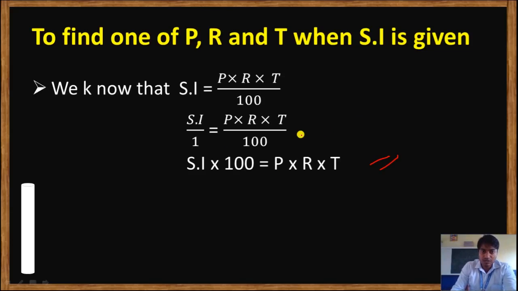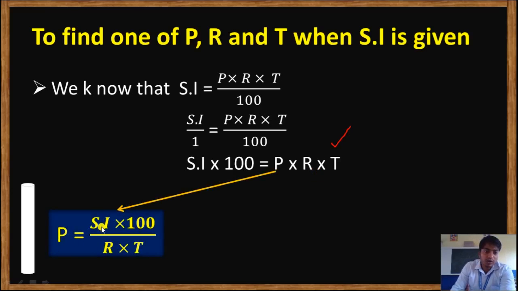Suppose you have to find out the formula for principal, then you have to divide simple interest into 100 by rate into time. In the same way, suppose you have to find out the formula for rate, then you have to divide simple interest into 100 by principal into time. The same way, when you have to find the formula for time, then you have to divide simple interest into 100 by principal into rate. So now let's see the formulas.